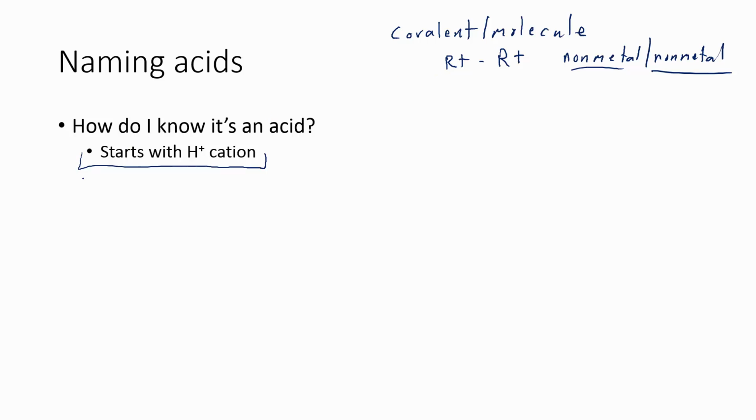Naming system. So for acids, though, how do we know it's an acid? Well, it starts with one or more H plus cations. So we can have HCl as an acid, HF is an acid, H2S is an acid, and there you go. So how do we name them?